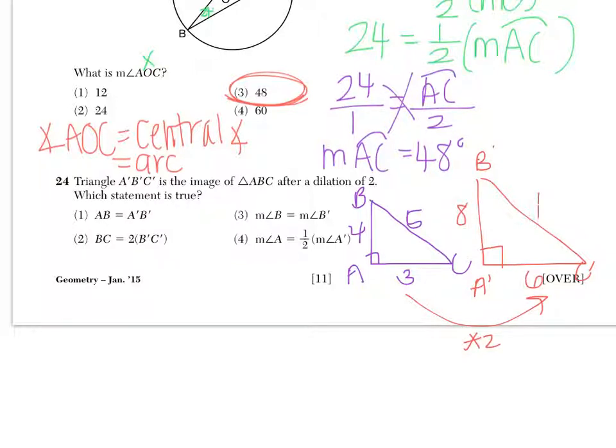6, 8, 10. The first statement says AB is congruent to A prime B prime. That is clearly not true. AB is 4, A prime B prime is 8.